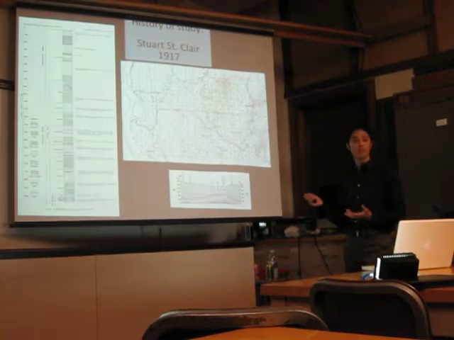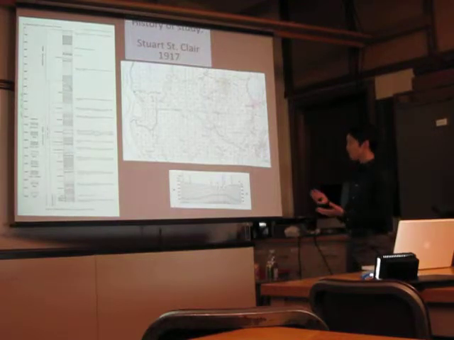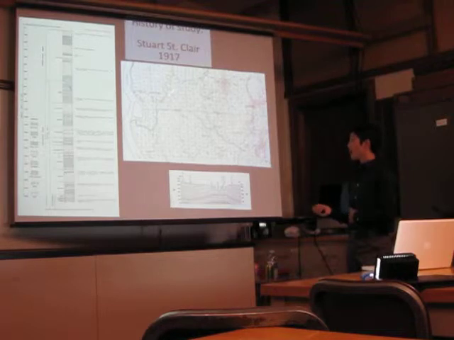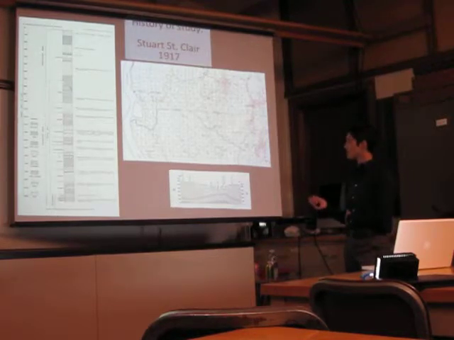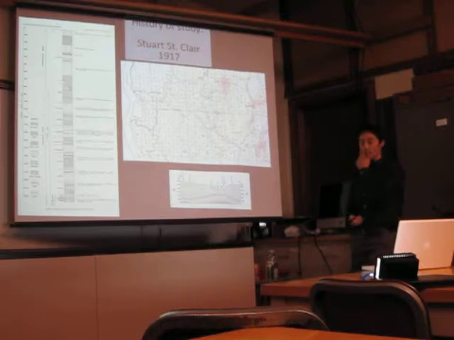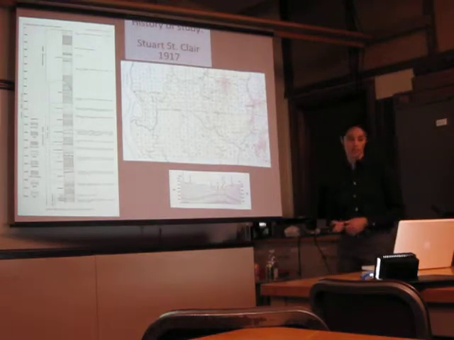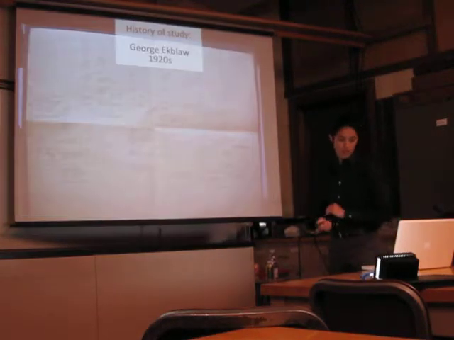Stuart St. Clair did some work in the middle of the 1910s, 1920s, made maps that looked a little bit like this, showing the structure in general, made a very good attempt at stratigraphic correlation, and many of those things are similar now. And they drafted cross-sections of these areas. So they had a pretty good idea of what was going on here.